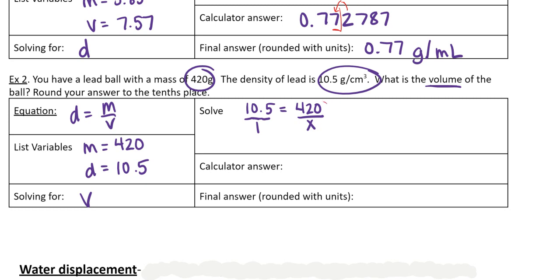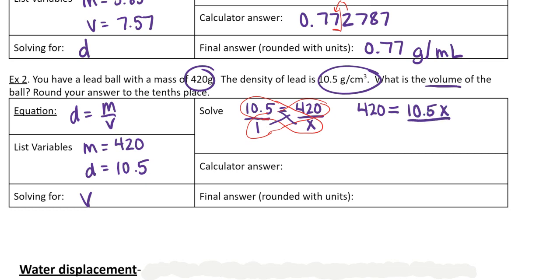We're really good at cross multiplying. And so if we add that 1, that makes that whole process easier. So if I go this way, 1 times 420 is just 420. And then I write equals. And in the other direction, I just get 10.5 times x.